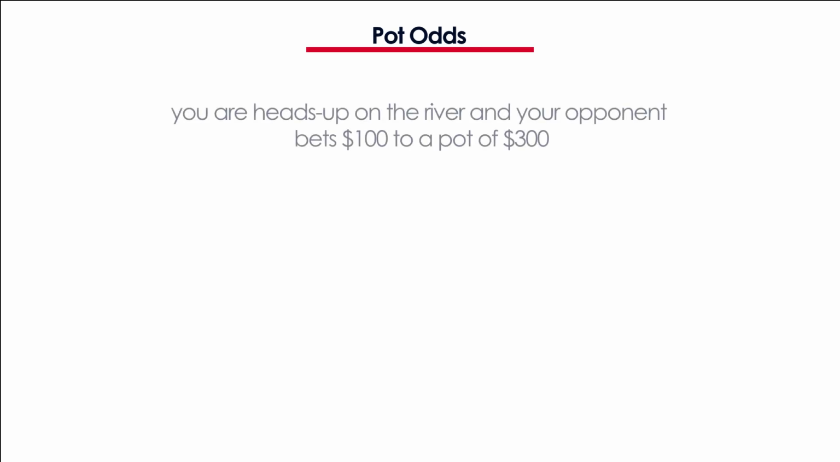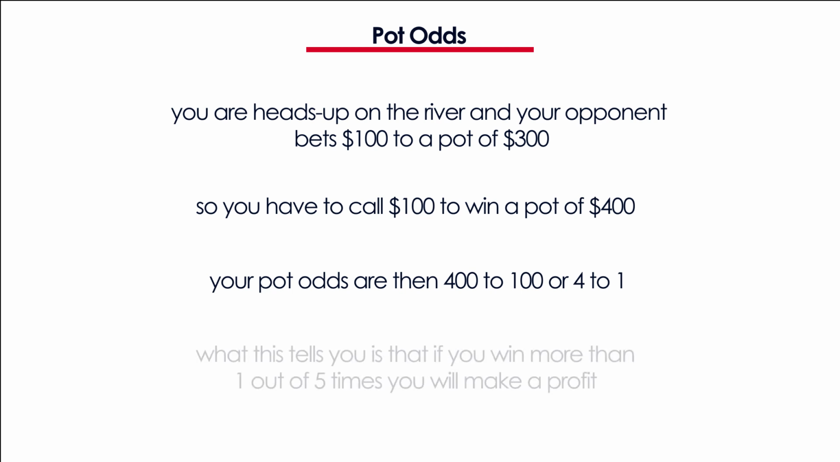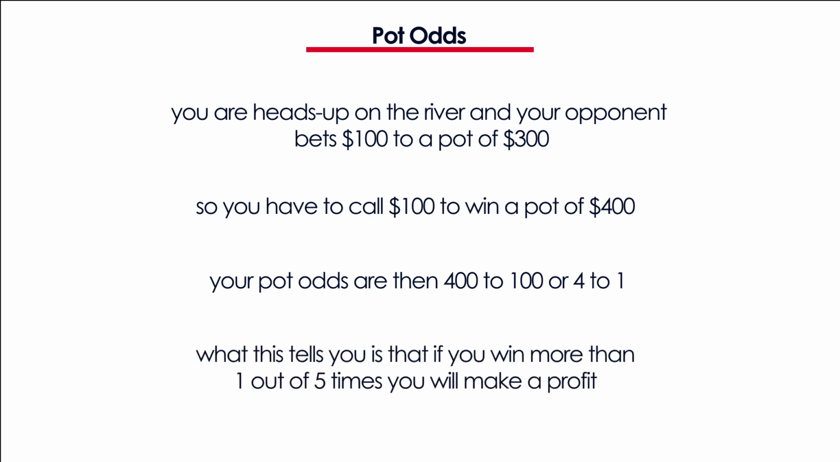Okay, let's talk about pot odds now. Imagine you are in position heads up on the river and your opponent bets 100 to you, and there's 300 in the pot. You have to call 100 to win 400, so the pot odds are 4 to 1. So if you want to call this bet, you better make sure you will win more than 1 out of 5 times, because only then you'll make a profit.